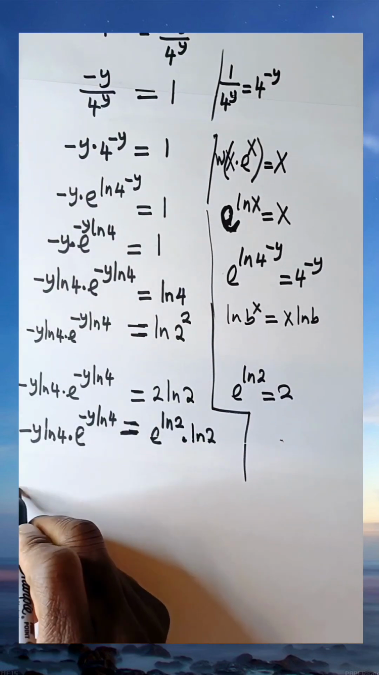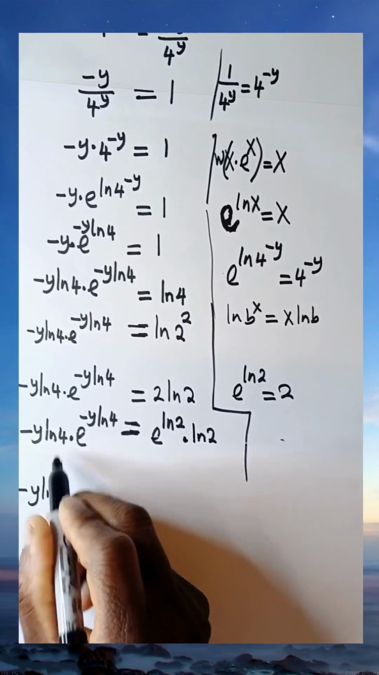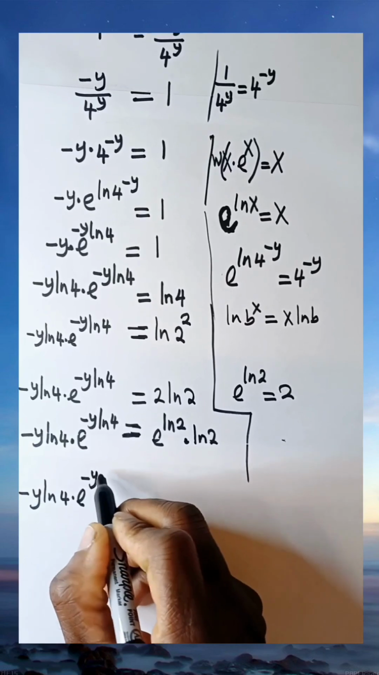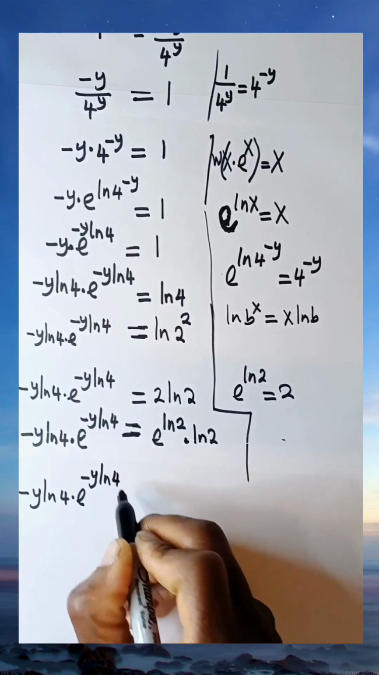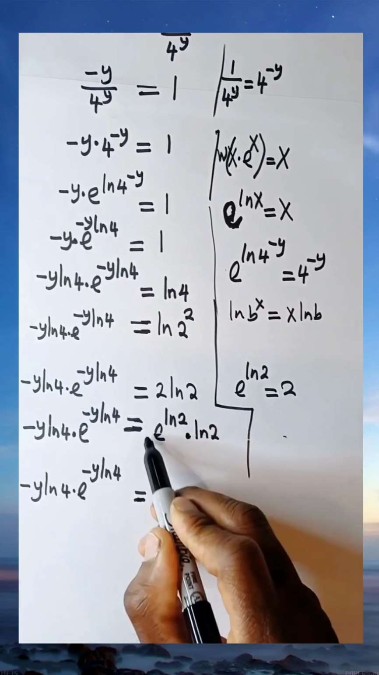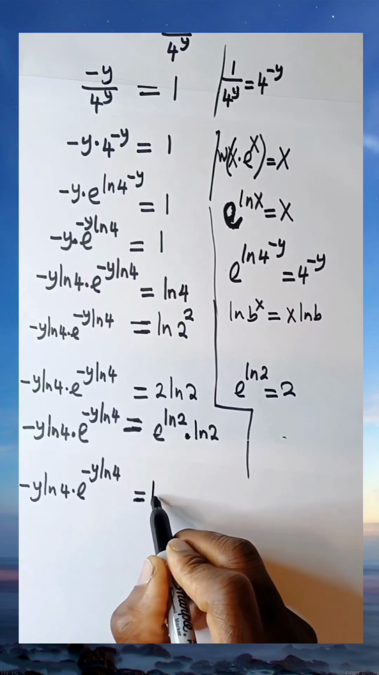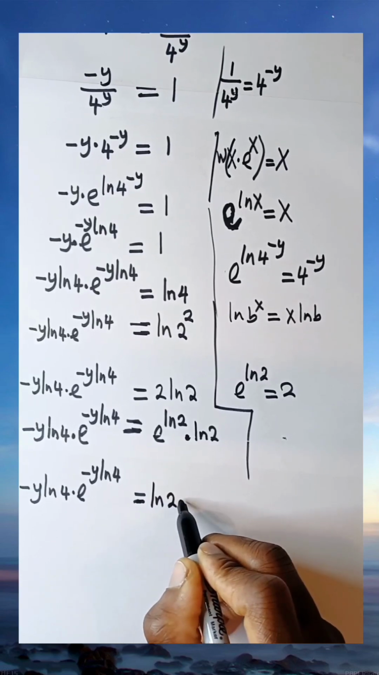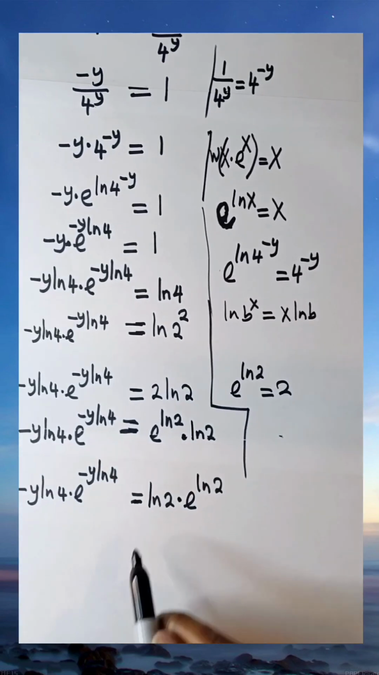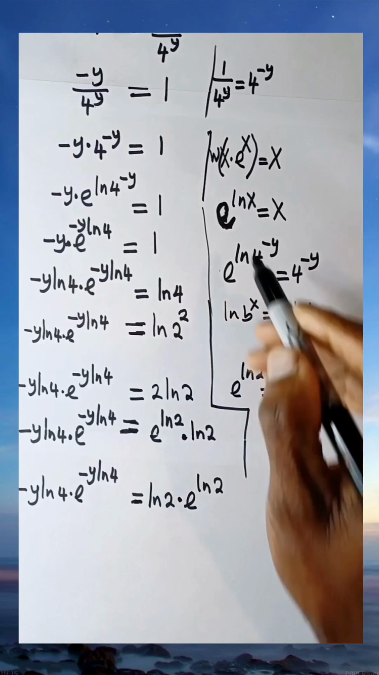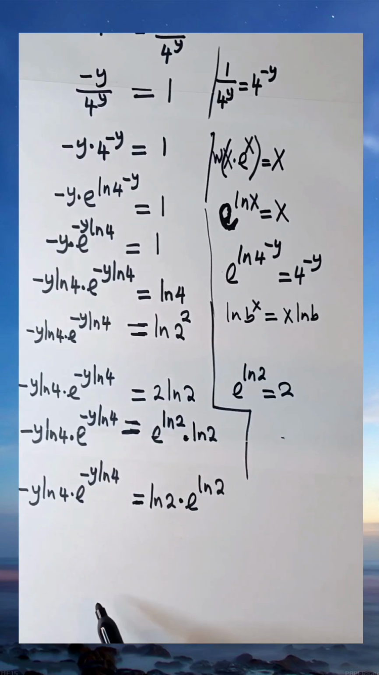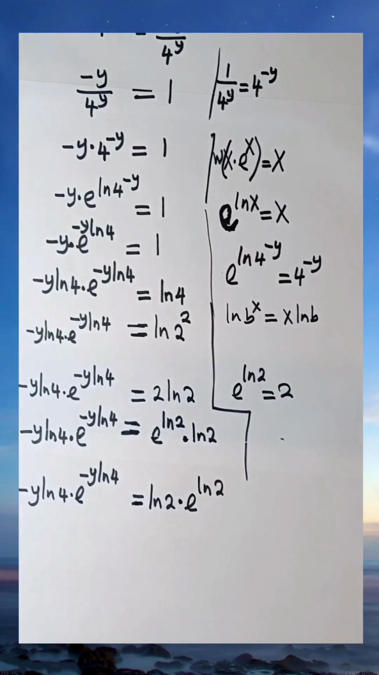So we have minus y times the natural log of 4 times e raised to the power of minus y times the natural log of 4 is equal to, we are going to move the natural log of 2 to the back. Okay, so we will have the natural log of 2 times e raised to the power of the natural log of 2. You will notice that the right hand side is in the same format as the Lambert W function. Okay, so we are going to apply the Lambert W function to both sides of the equation.